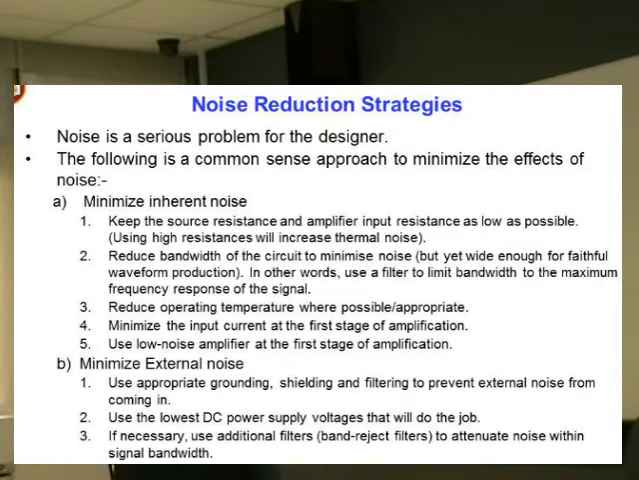And if necessary, you use additional filters like band reject filters. If noise appears at a particular frequency band within your signal bandwidth, then you use a band reject filter to remove that portion out. This will introduce some distortion to your signal, unfortunately. But if the interference is bad enough, it's still a better trade-off than allowing the noise to remain in that signal bandwidth.